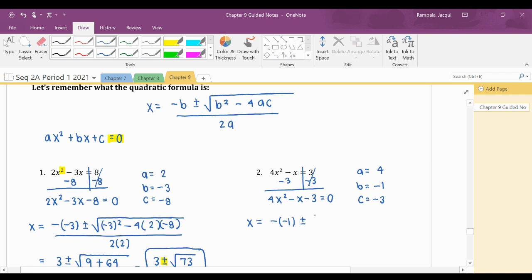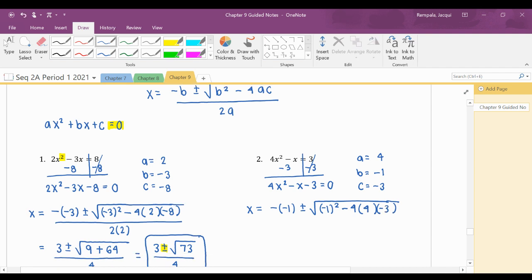Plus or minus, under the square root, we will have -1 in parentheses being squared. We want to subtract, then we'll have the 4, and then two parentheses with the a, which is 4, and the c, which is -3. This is all over 2 times our a, which is 4. Notice that once again, we have back-to-back negatives, so we'll start with now a +1.